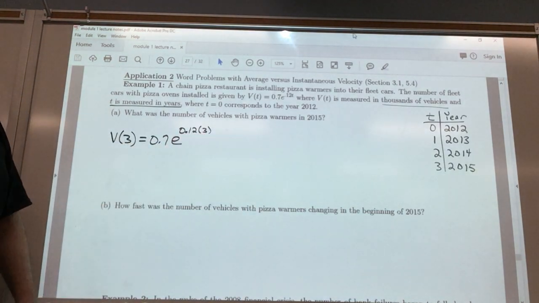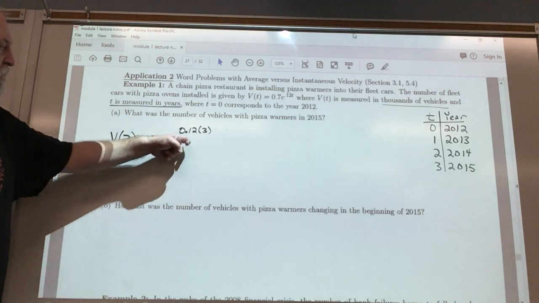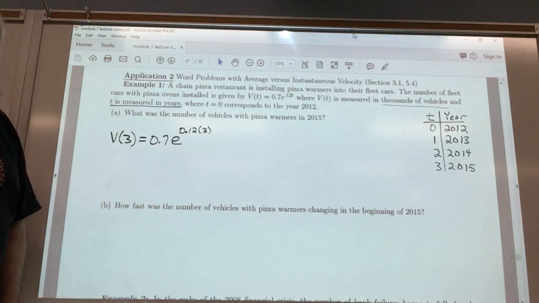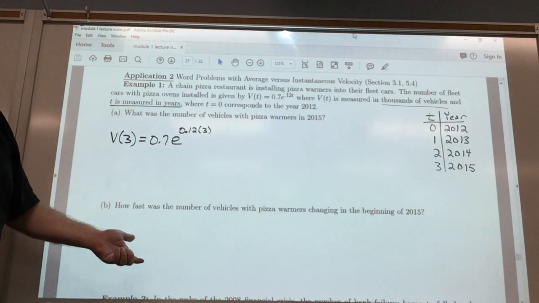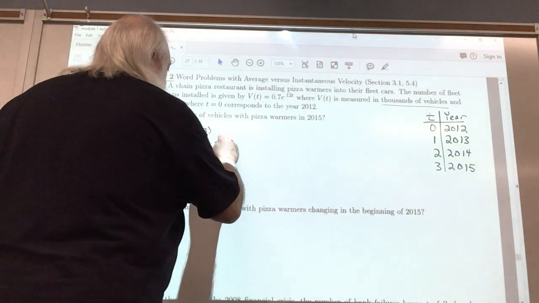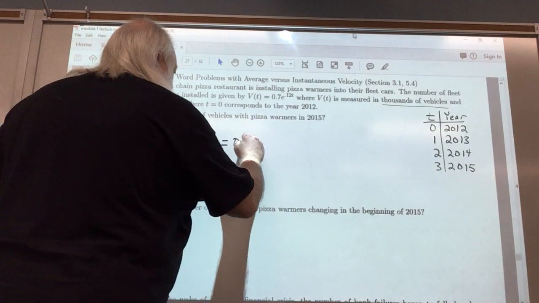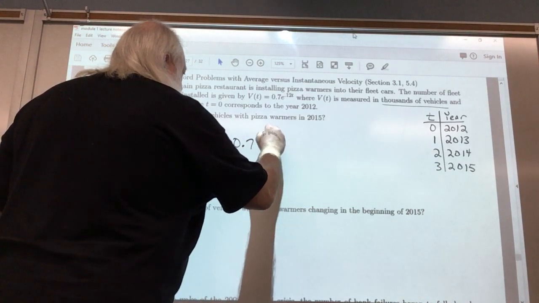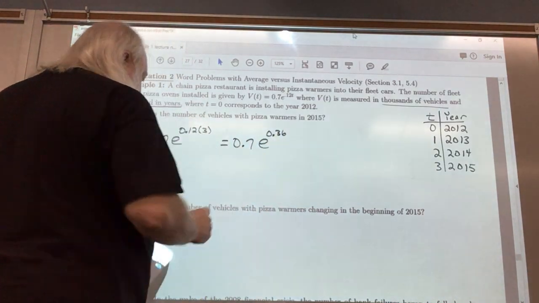You've got to simplify the exponent, right? You've got to follow the order of operations in calculating this number. You're going to need a scientific calculator. 0.12 times 3 is 0.36. So we have 0.7 times e to the 0.36 power.